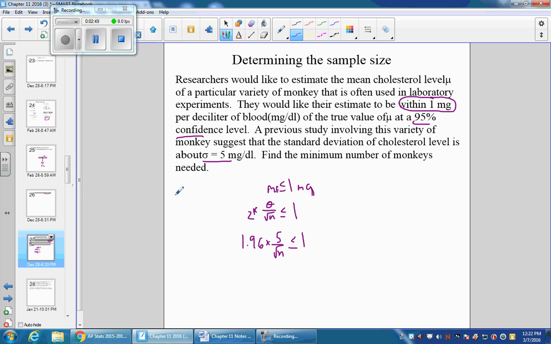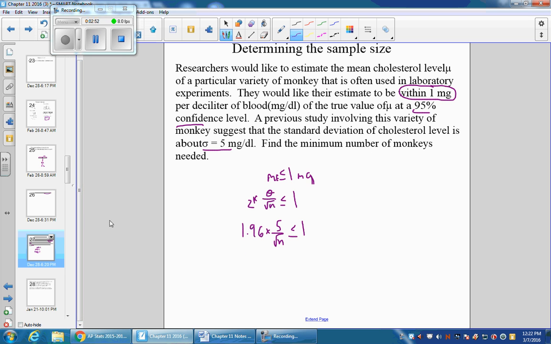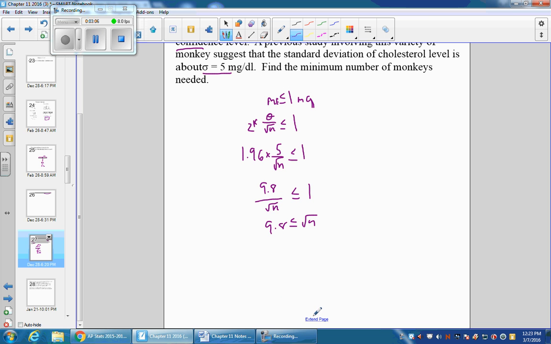Now, we just have to solve this for n. This is a little tricky for some folks. You multiply 1.96 times 5. That gives us 9.8 over the square root of n. Now I multiply by the square root of n, and then I have to square 9.8 to get that out of the parentheses. So our number has to be more than 96.04 to be less than 1. We have to pick the number right above that, so we need at least 97 monkeys for this one.